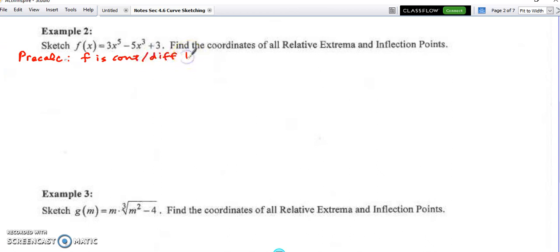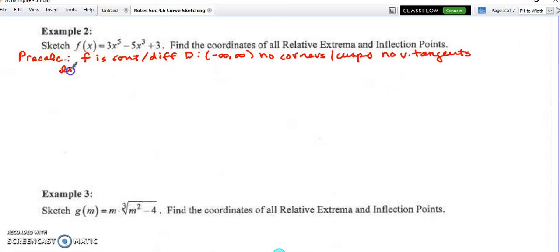We know that the domain is negative infinity to infinity and that there are no corners, no cusps, and no vertical tangents. So all we have to worry about is our critical values when the derivative is equal to 0. That would be the only candidates for extrema.